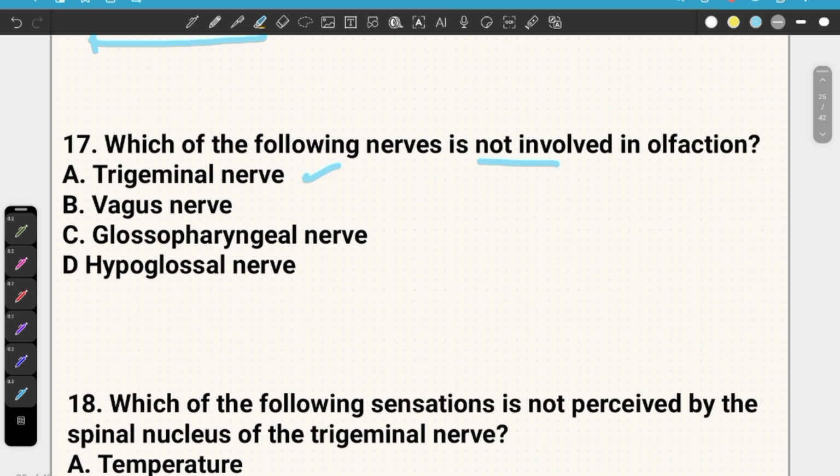Next, the 17th one, which of the following nerves is not involved in olfaction? The trigeminal nerve, yes, it is involved. Vagus, actually secretory, it is involved, and glossopharyngeal is also involved. Whereas hypoglossal is purely a motor nerve, so it is not involved in sensation, that is olfaction here.